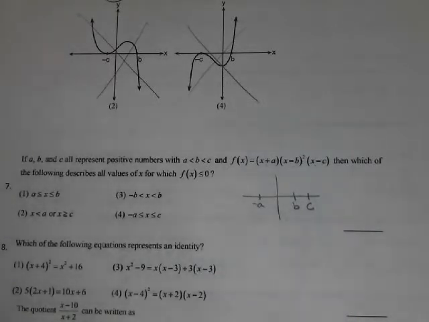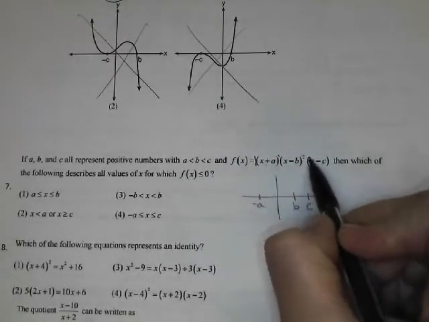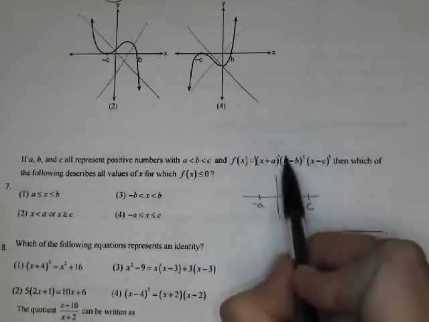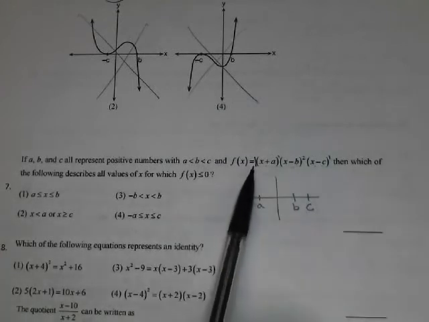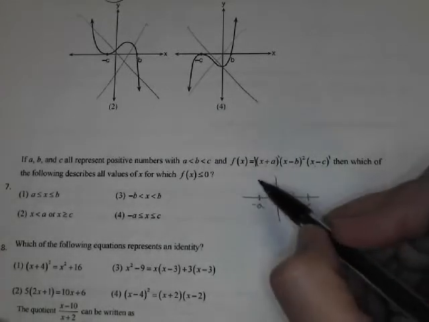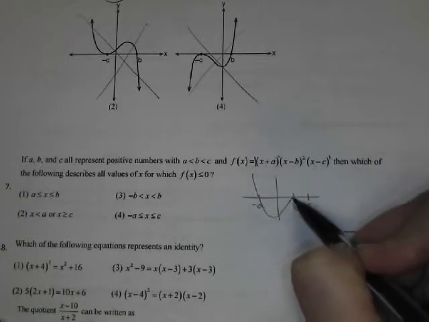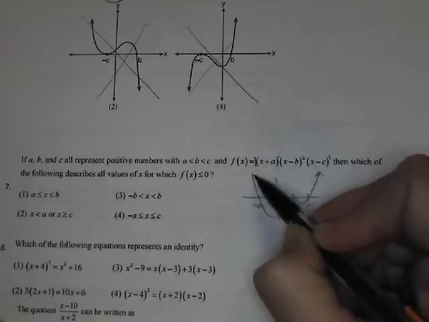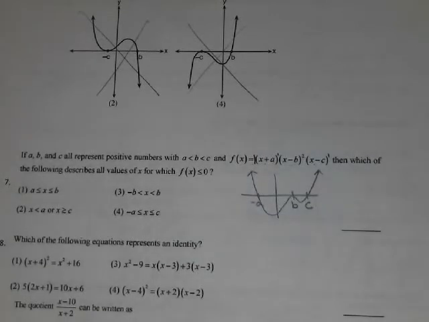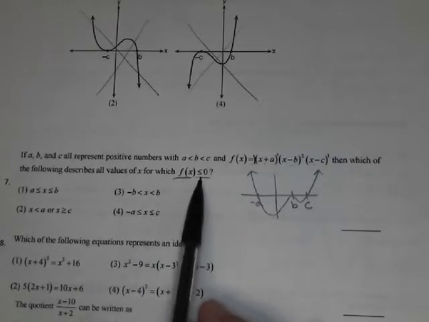And since the leading coefficient is 1, this is a degree of 1, this is a degree of 2, this is a degree of 1. So 1, 2, 3, 4. Degree of 4 overall. So it either opens up or opens down. Because that's positive, it opens up. So a single root at negative A, a double root at B, and then a single root at C will make it open up. What they want to know is, when is the function less than or equal to 0?